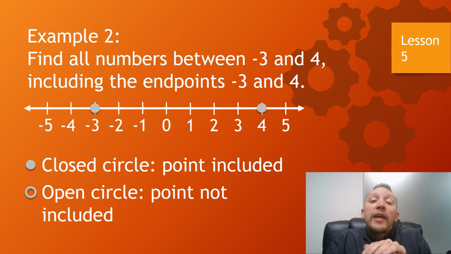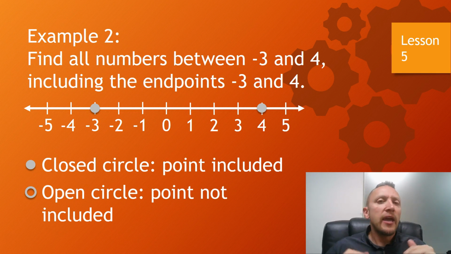And then we're including every single number between them. Not just the odd numbers, not just the integers, every decimal, every single number between -3 and 4. So we connect that with a line. That's how we could graphically represent the numbers between -3 and 4, including those two endpoints.